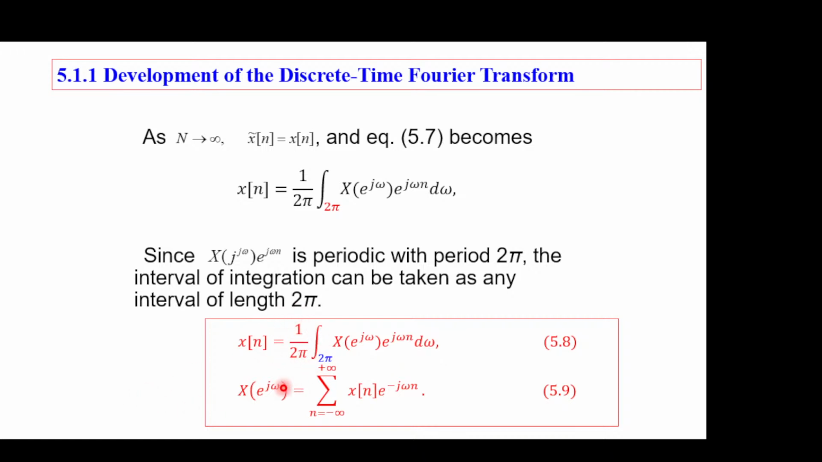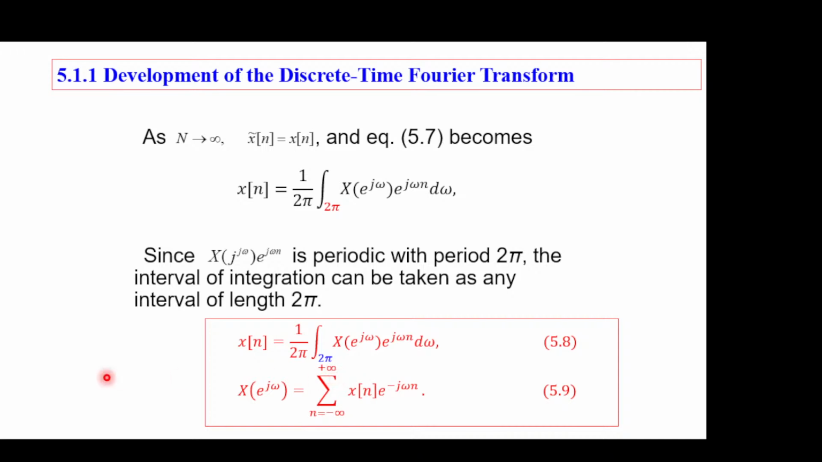And the other way, if you want to know the coefficients associated with some function small x, then you do this summation of x times e to the minus j omega n. So this is like doing an inner product. So it's the sum from minus infinity to plus infinity.